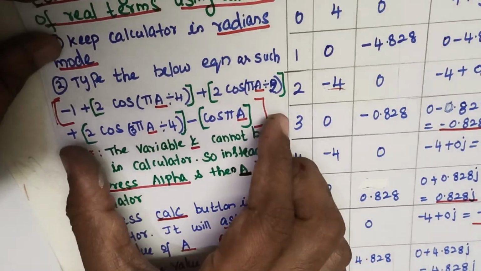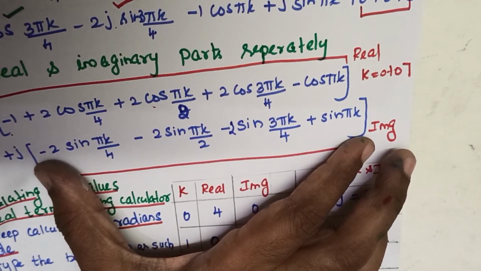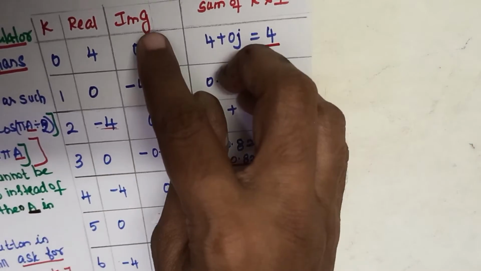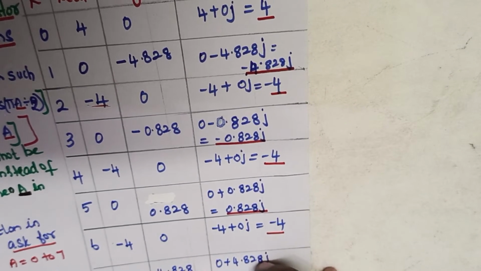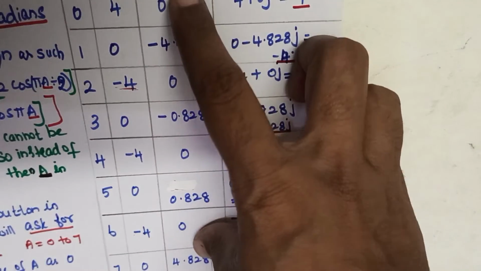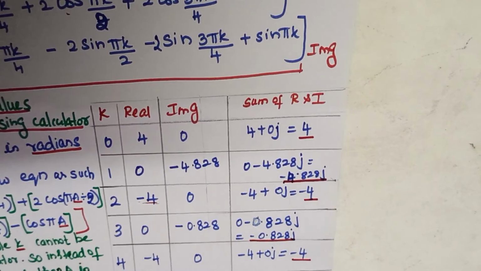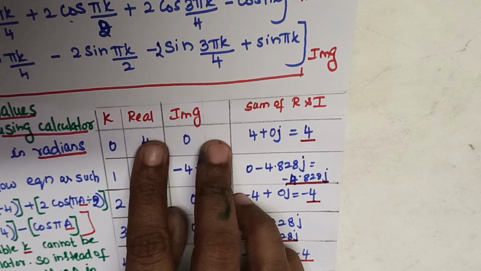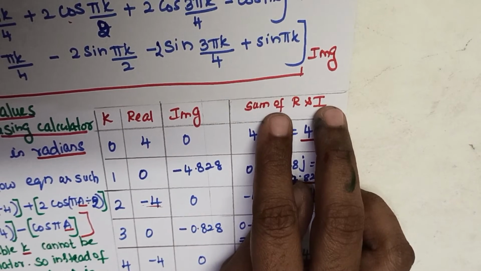In this place, we are going to get the equation for the imaginary terms. We are going to follow the same procedure and tabulate the imaginary term values. Now these are the imaginary terms for K is equal to 0 to 7. We have got the real terms and the imaginary terms as a tabular column. Once real and imaginary terms are determined in the calculator, finally we have to find the sum of real and imaginary.